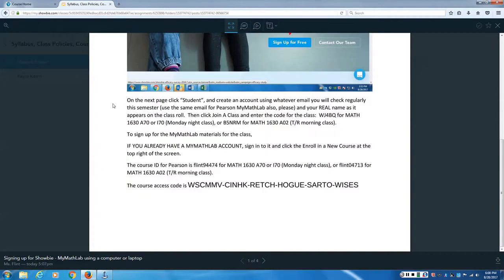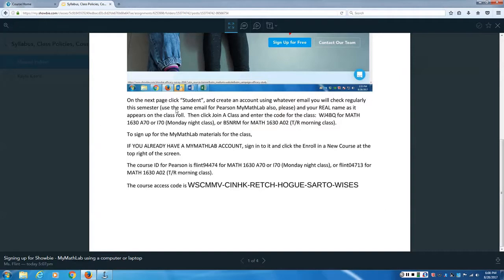and then on the next page, you're going to click student and create an account using whatever email that you'll check regularly. You can use your GTest email from here at Northeast State. You can use your regular Gmail account. You can use your Hotmail account, your Yahoo account, Comcast, Charter, whatever email you check regularly. It has to be one that you'll check because you remember the password to it.